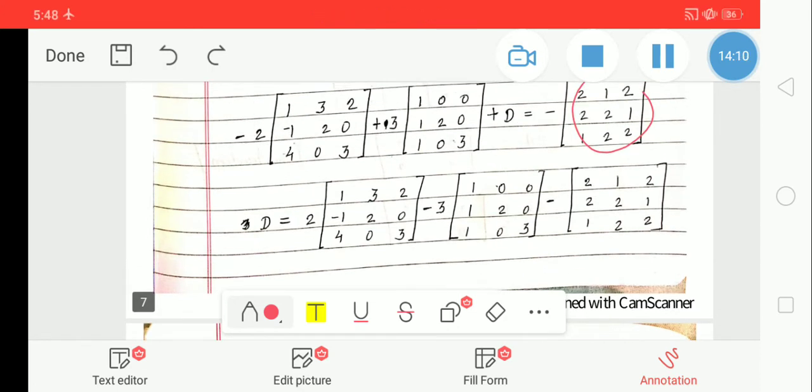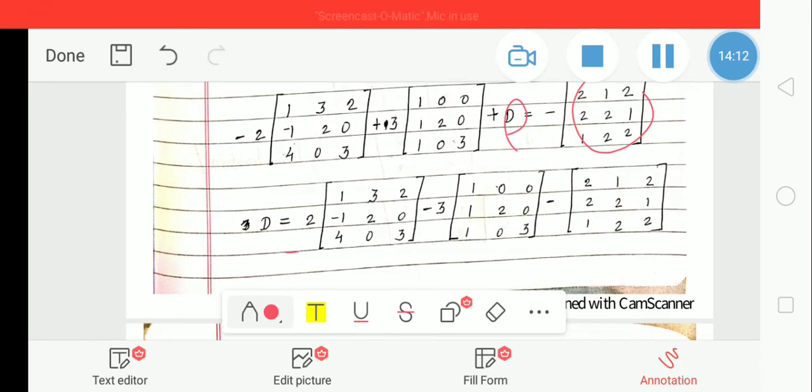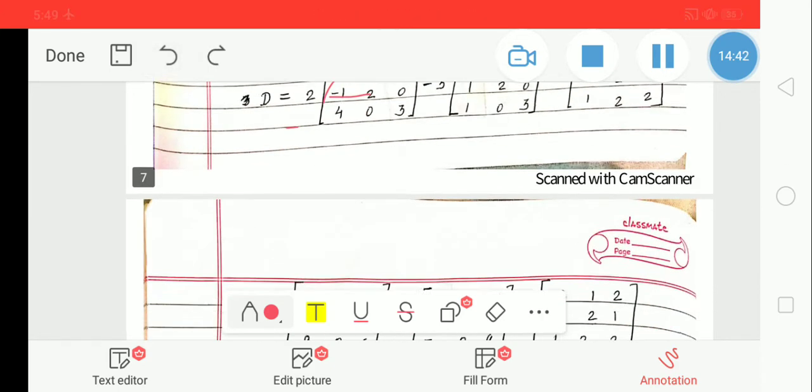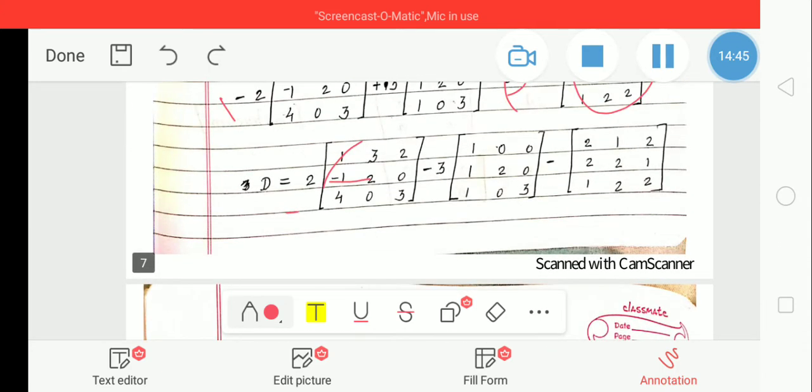Now D is equal to, this is plus, so 2 1 3 2 minus 1 2 0 4 0 3, and this is a minus sign, so minus 3 1 0 0 1 2 0 1 0 3. This matrix is as it is.